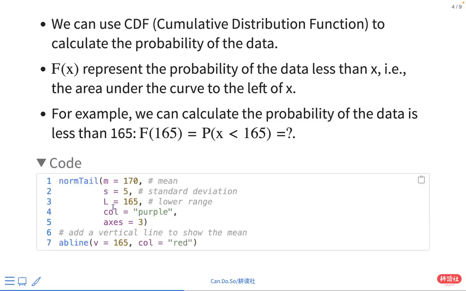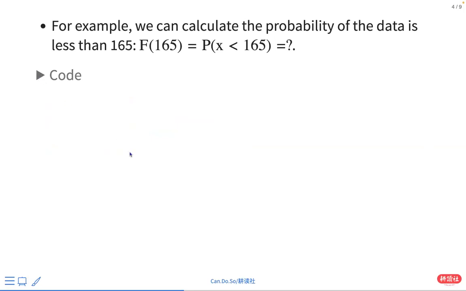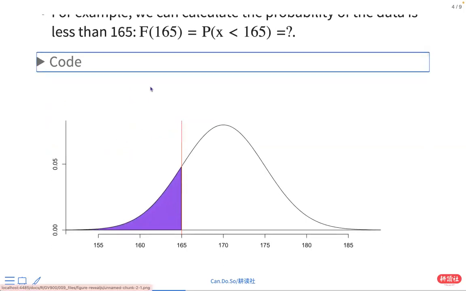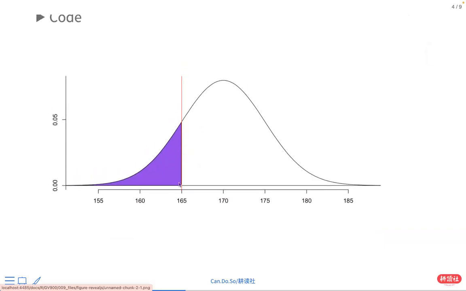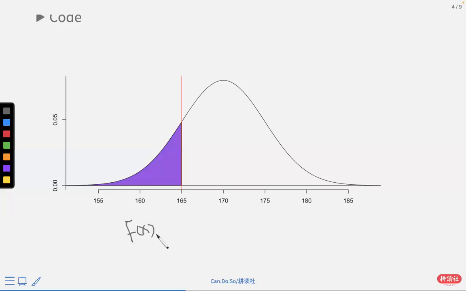Using code, we can see the plot showing where X is 165. So we want to find out F(x), which means P(X < 165), so the area to the left side of this line.